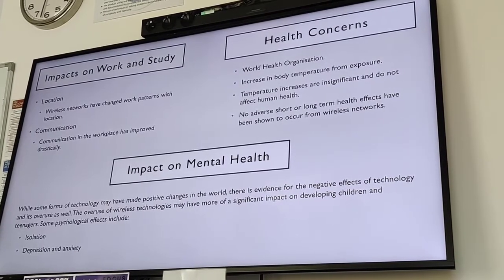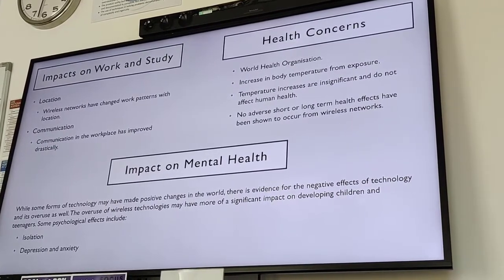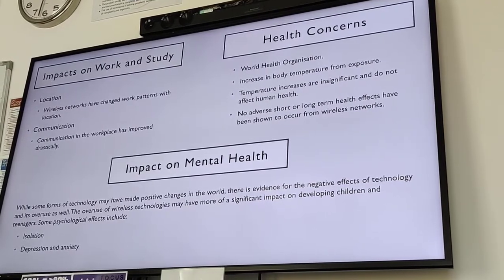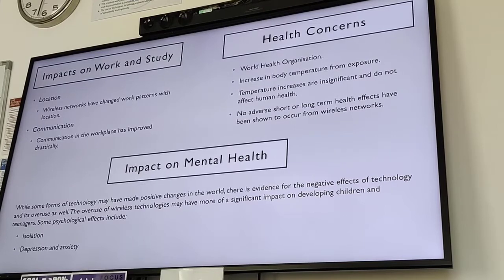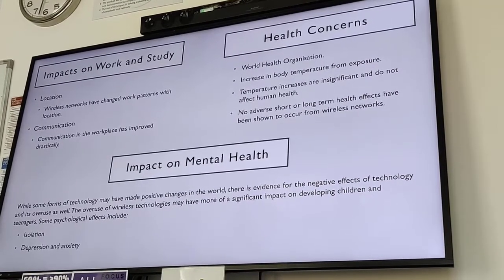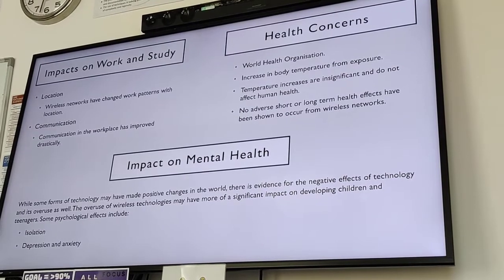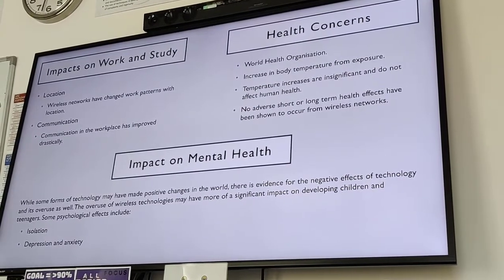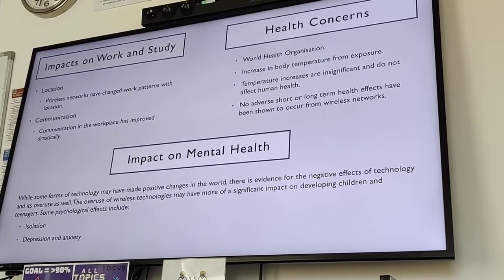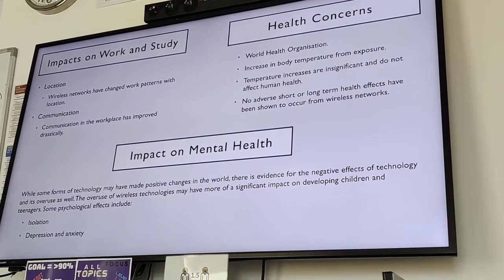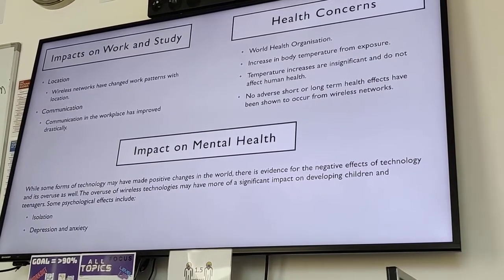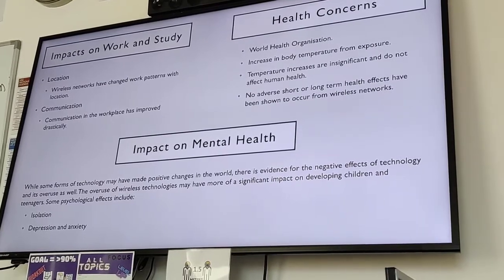According to the World Health Organization, the only health effect from radio frequency fields identified in scientific reviews has been related to an increase in body temperature from exposure at a very high field intensity found only in certain industrial facilities. The levels of exposure from wireless networks are so low that the temperature increases are insignificant and do not affect human health. From all evidence accumulated so far, no adverse short or long-term health effects have been shown to occur from wireless networks.